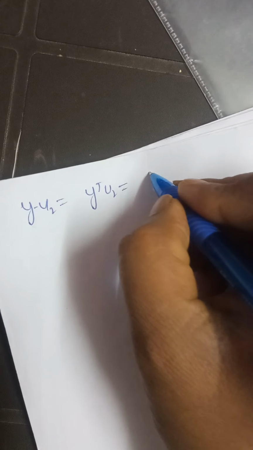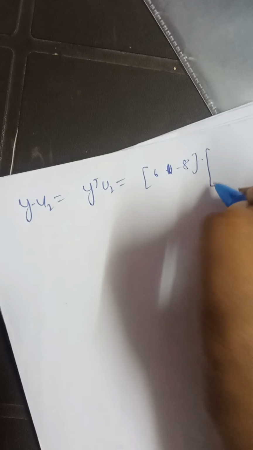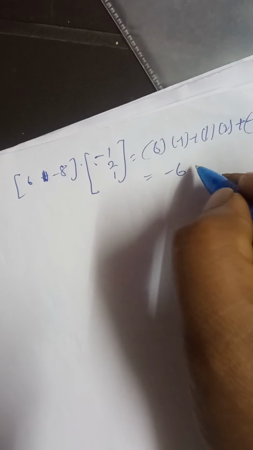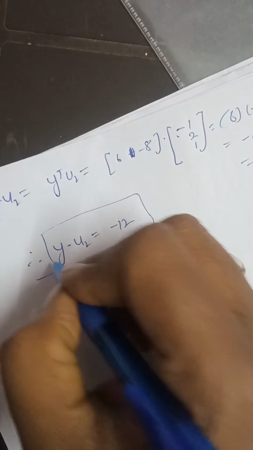y dot u2 is equal to y transpose u2, by definition. Now what is y actually? y is 6, minus 6, 1, 8, minus 8? What is u2? Minus 1, 2, 1. The product is 6 into minus 1 plus 1 into 2 plus minus 8 into 1. On simplification, this is minus 6 plus 2 minus 8, which is minus 12. Therefore y dot u2 is equal to minus 12.